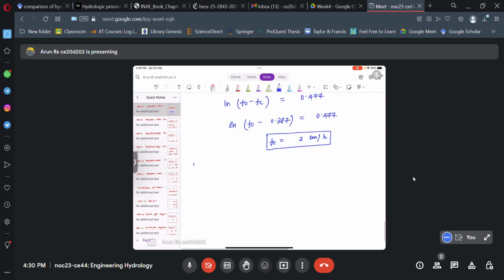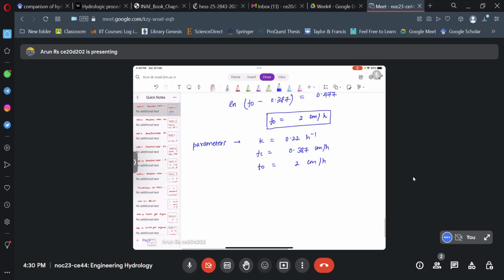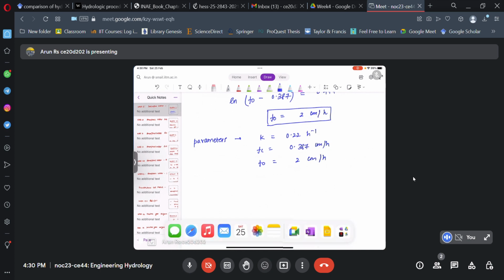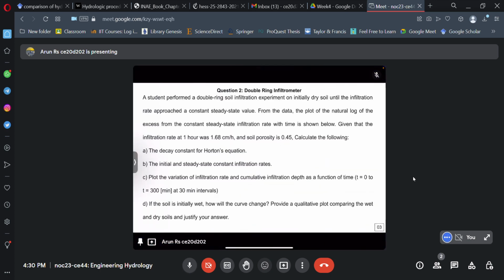So the final parameters are k equal to 0.22 per hour, fc is equal to 0.387 centimeter per hour, and f naught is equal to 2 centimeter per hour. So these are the parameters. So now we can move on to the next part B of the question. So we have determined part A. Now we need to plot the variation of the infiltration rate and the cumulative infiltration depth as a function of time from 0 to 300 minutes at the interval of 30 minutes.